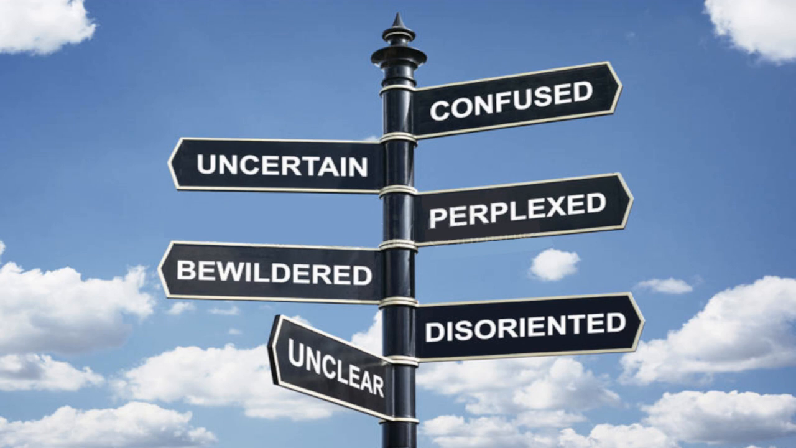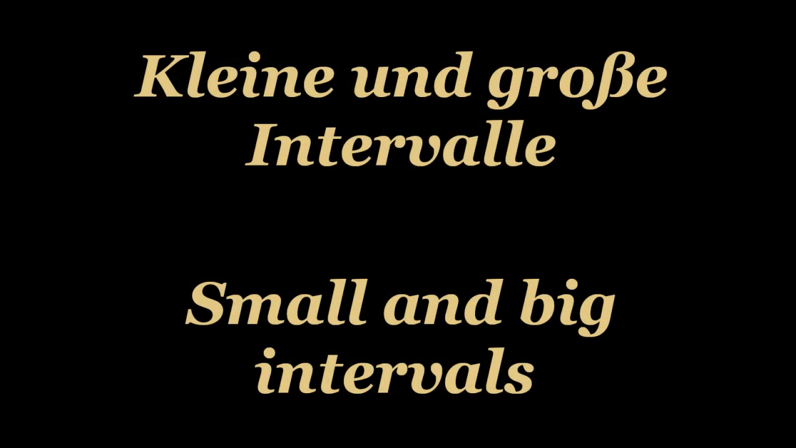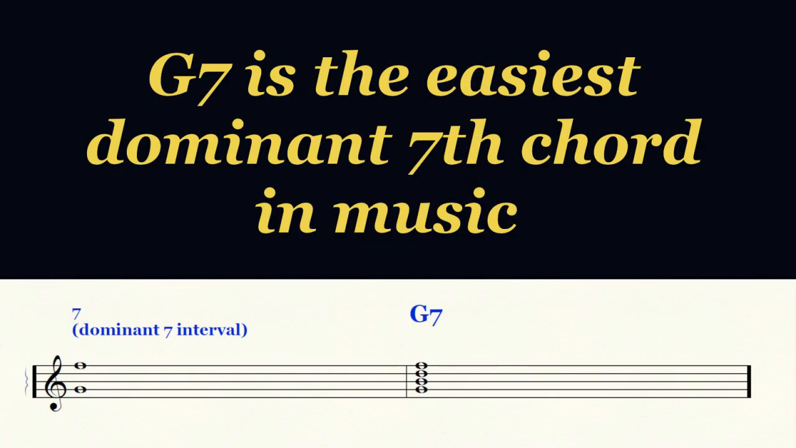It was confusing to me also, even though in general, theory is probably the easiest thing I have ever done in my life. So here the confusion is universal at first. In the German language, this interval is simply called a small seventh. So in reality, we are really dealing with big and small sevenths. A G7 chord is the easiest dominant 7 chord in music. It uses only the white notes of a piano, so it is unique.